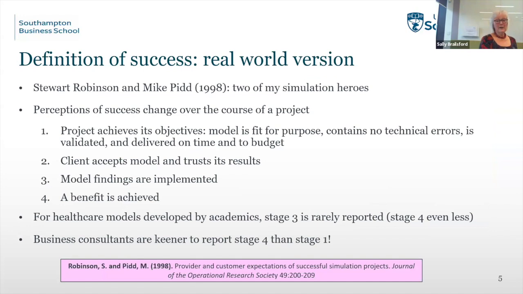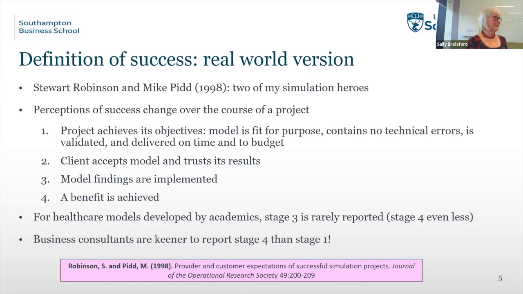So I go to two of my simulation heroes, Stewart Robinson and Mike Pidd, who published this study back in 1998 about perceptions of success. They interviewed 20 simulation modelers and asked how they defined success and how it was perceived at different stages. For us as academics, it's very rare to find in a journal article people reporting that a model has actually been implemented in practice, let alone that as a result of that implementation, some kind of benefit was achieved.